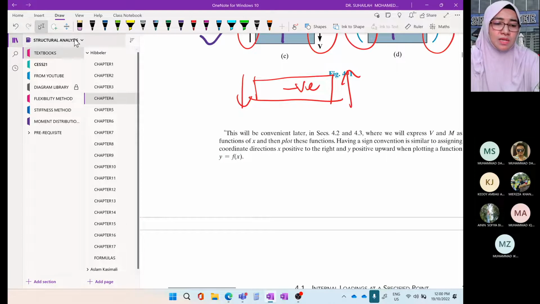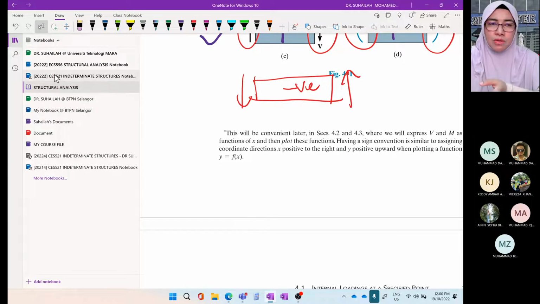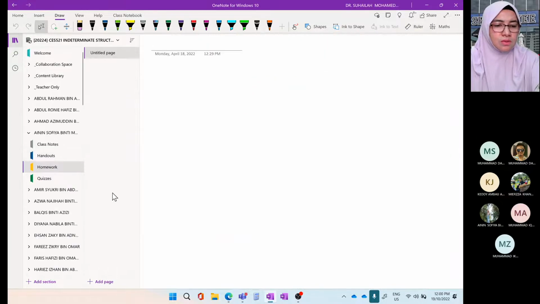Macam mana cara nak masukkan dalam your folder? You masuk dekat OneNote, dalam phone boleh, or dalam komputer lagi senang. You just go to this folder. You pergi dekat homework ni kan. You just need to create, for example kat sini Ainin Sofia. Okay, just add page.